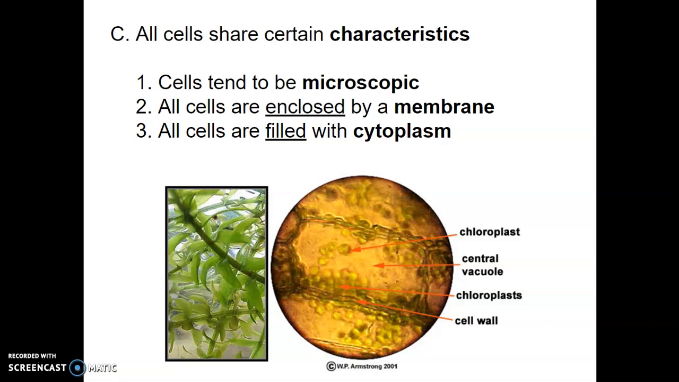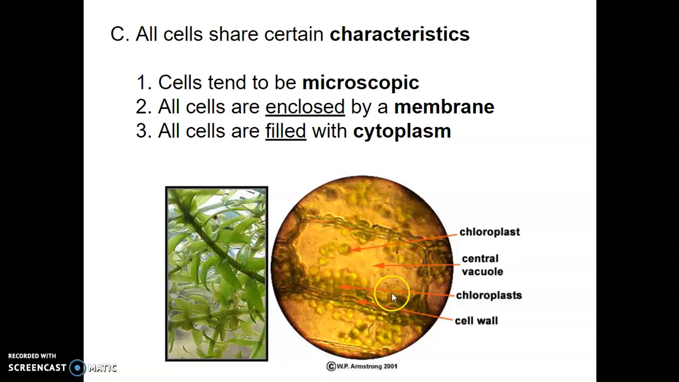Another characteristic is all cells are enclosed by a membrane. I mentioned that little shell. That's what we call the cell membrane. Now, later in this chapter, we'll talk about how some plants have something called a cell wall as well. But the cell is enclosed by a membrane that surrounds it. We're also going to see how that membrane works to allow things to pass in and out of a cell.